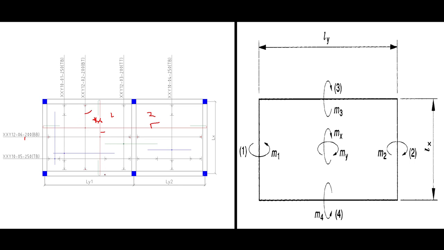The bottom reinforcement are the ones in red color, while the green colors are the top reinforcement. Because this end is discontinuous, we return it by 0.15. The same thing applies to this, return it by 0.15. The same thing applies to this, return it by 0.15. But in this case, this end is continuous, so we return it by 0.3. We return this one also by 0.3.